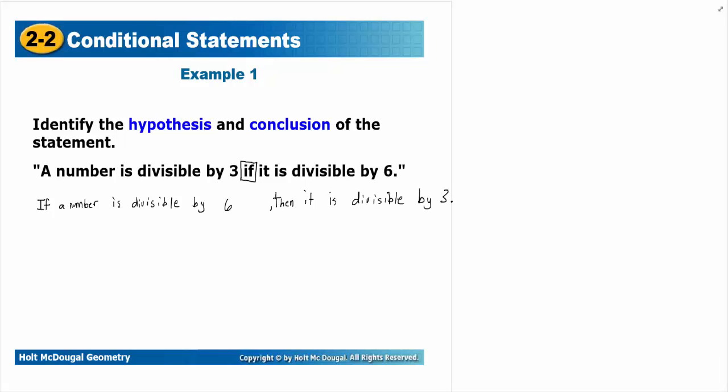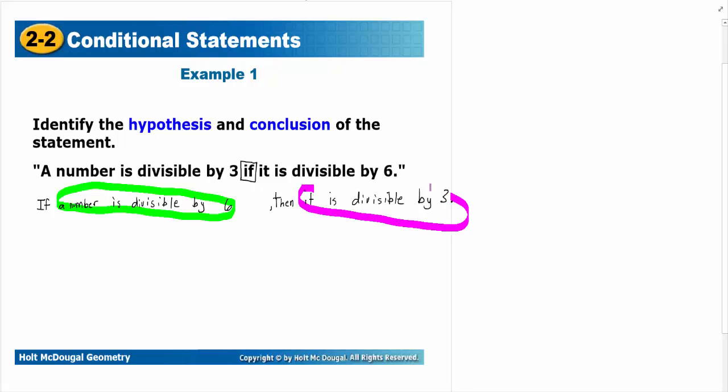So again, in this case, you're going to have your hypothesis: a number is divisible by 6. You're going to have your conclusion: it is divisible by 3. So again, you got your hypothesis. You got your conclusion. Again, if you're writing the conclusion, you could say the number is divisible by 3, if you want to get rid of the it, if you're writing it out. If you're doing it like I'm doing it, it's within the sentence, so you kind of know what it is. It is the number because you saw the earlier part of the sentence. Okay?